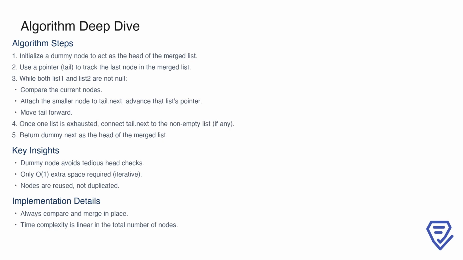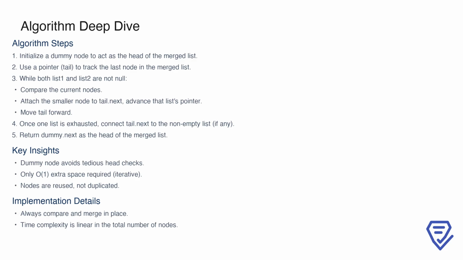Let's break down the merging algorithm for LeetCode problem number 21 step by step. We start by initializing a dummy node, which provides a simple way to build our result list without worrying about special cases for the first element. We then keep a pointer, called tail, that always points to the last node in our merged list so far.